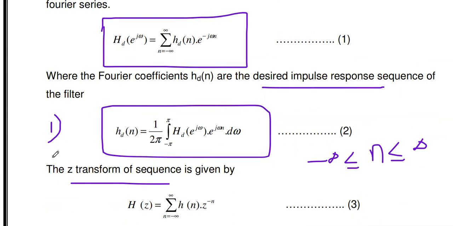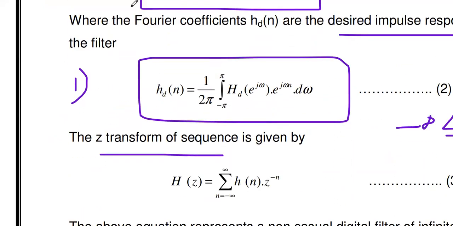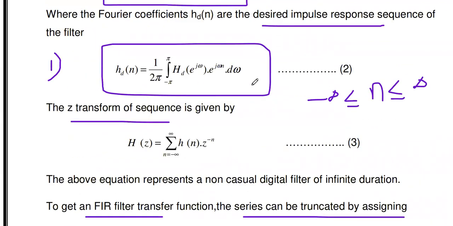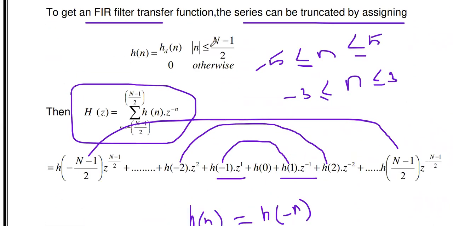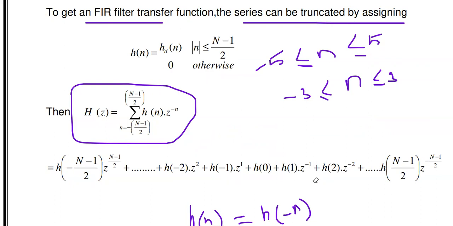Using this formula, which you just remember: hd of n equal to 1 by 2 pi integration over minus pi to pi of Hd of e power j omega into e power j omega n d omega. Then this impulse response is of infinite duration, but we want to design an FIR filter. So we have to restrict this impulse response to only the desired number of samples, either 11 samples, 7 samples or 9 samples, depending upon the problem. After that, for that impulse response, we take the Z transform.